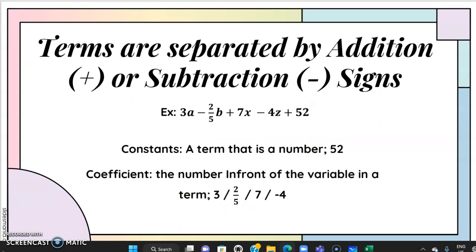Here the constants, in general, are the terms that are only a number, in this expression, like the 52. The coefficients are the numbers in front of the variable in the term. For 3a, the coefficient is 3. For negative 2 over 5b, the coefficient is negative 2 over 5. For 7x, the coefficient is 7. And for negative 4z, the coefficient is negative 4.